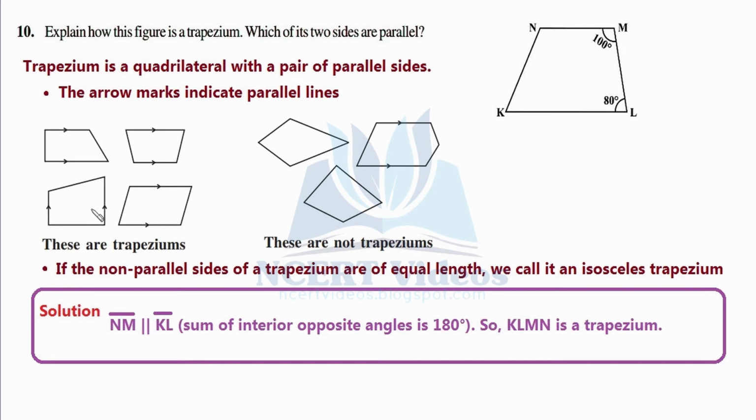Same is the case over here. Again, same is the case over here. Now, examples of figures which are not trapeziums. Here, although it is a quadrilateral because it is made up of four line segments, we are not indicated with an arrow to mark parallel lines. Therefore, it is not a trapezium.